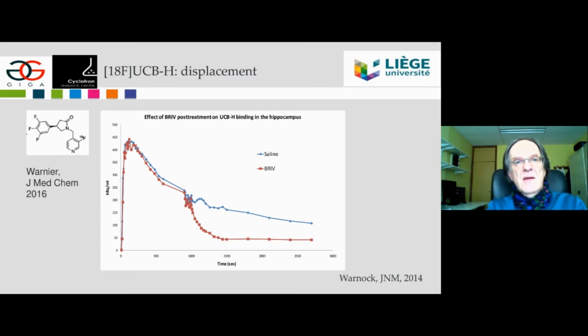Then you can also show that if you've got a drug which is not competing, you shouldn't see anything. And in that case, if you see something, again, that might be an argument that your radiotracer might be binding to two different kinds of receptors, for example.